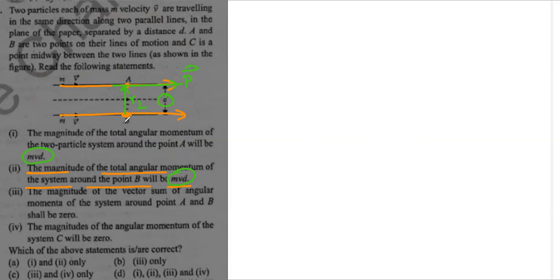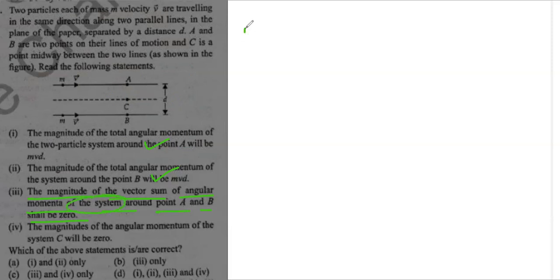Okay, point A and point B are exactly symmetric, so this is also correct. So the first one is right, the second one is right, third: the magnitude of the vector sum of angular momentum of the system about point A and B shall be 0. Okay, so the vector sum of angular momentum around point A and point B of the system, which means fully.